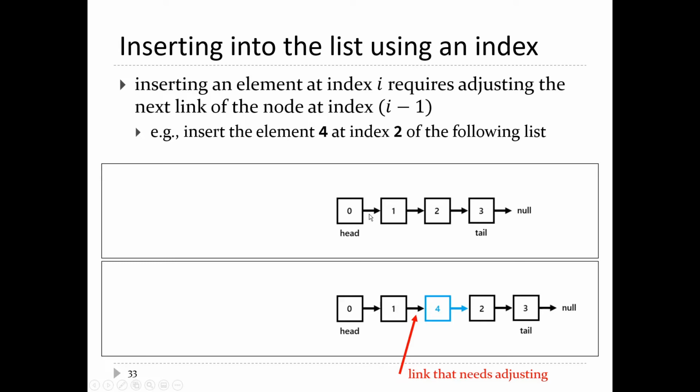If we want to insert into the middle of the list somewhere using an index, then that requires adjusting the next link of the node that's at index I minus 1. So in other words, if I want to insert an element at index 2, I want to insert an element here, I have to adjust the next link of the node that's in front of the node at index 2. So after inserting the 4, the list looks like this. Right? And notice that the link that needs adjusting actually belongs to the node at index I minus 1.